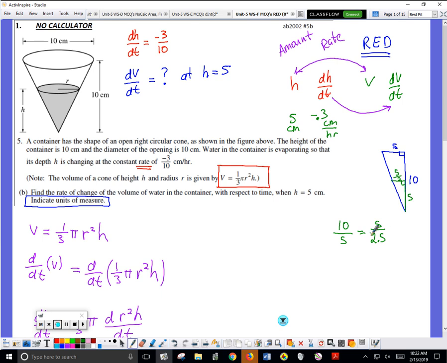Would there be any way to find the radius if there wasn't a right triangle that we could get from the volume container? I can't really answer that question because it will vary depending on what information they give me. So I don't know.